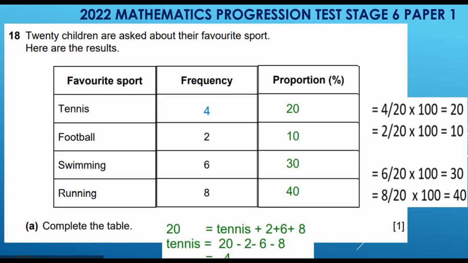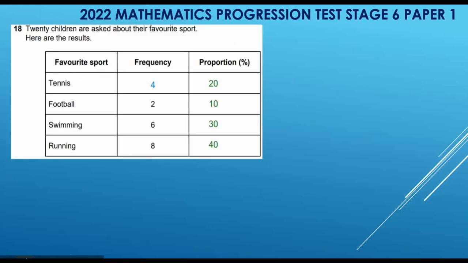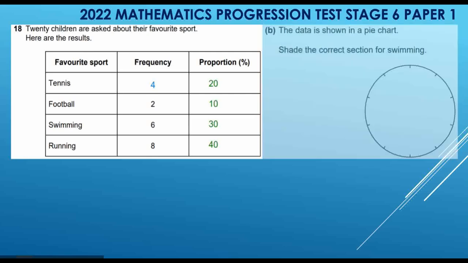Next number. 20 children are asked about their favorite sport. Here are the results. So we got the data from the previous question, still the same question, but question B. So question B uses the same data that we obtained from 18A. The data is shown in a pie chart. Shade the correct section for swimming.